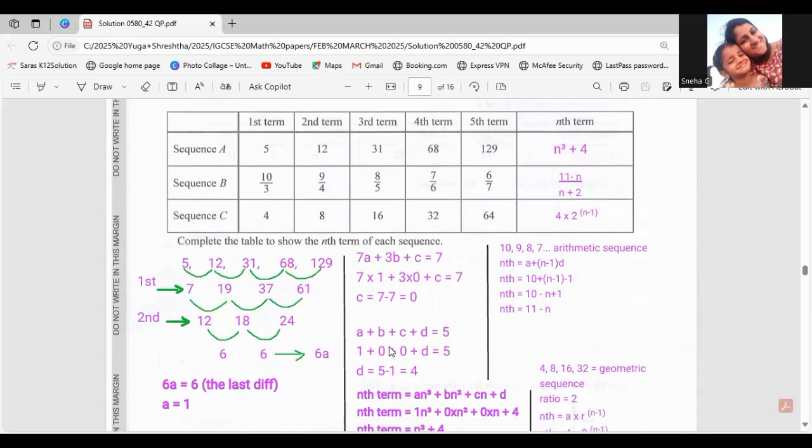Otherwise, an alternative method you can do mentally or by simple observation is that the first term, the first natural number, is 1. 1 cube plus 4 will give you 5. The second natural number is 2. 2 cube is 8. 8 plus 4 will give you 12. Then 3 cube is 27 plus 4 will give you 31. So you can do it that way also, n cube plus 4.